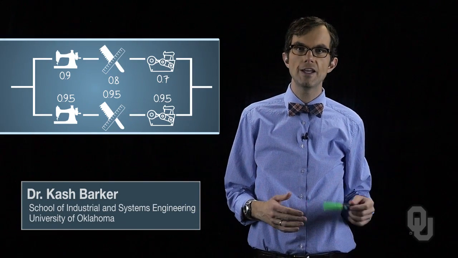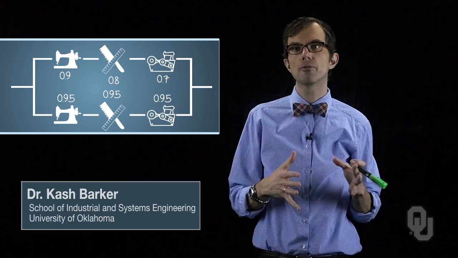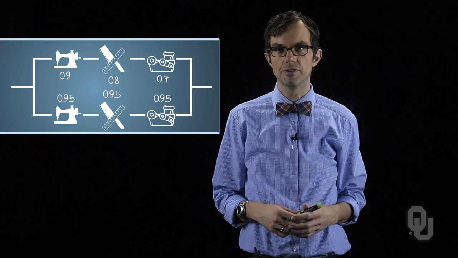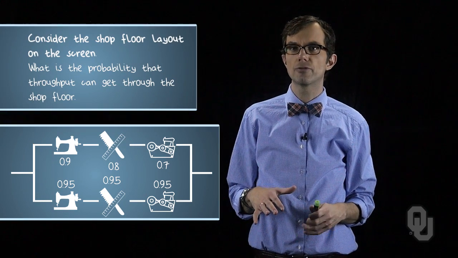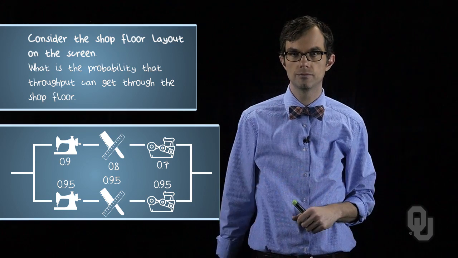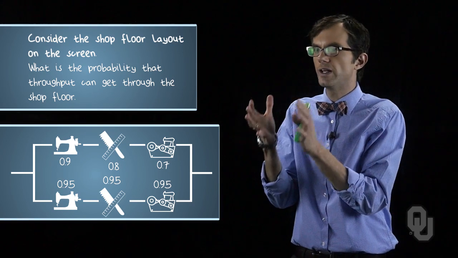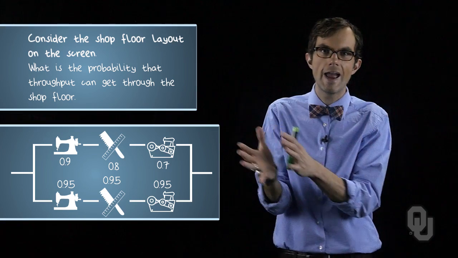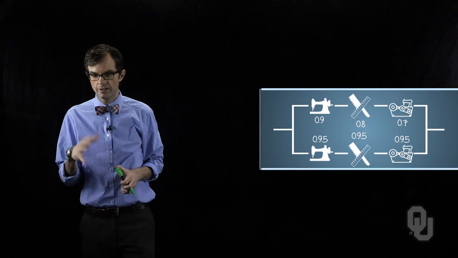Okay, let's consider the shop floor layout on the screen. Each machine on that shop floor operates with a known probability that you can see. What's the probability that throughput can get through the shop floor? That is, what's the probability that we can start on one end of the shop floor and get through to the other end? So let's think about this in a little bit different way.